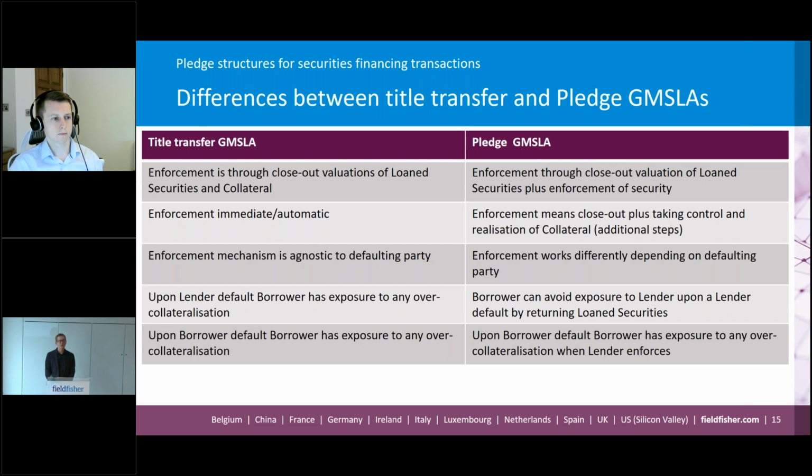However, if the borrower defaults, the way that the standard documents are drafted, you get to the same point as under the title transfer GMSLA, because it's title transfer, it's the same direction. And in the pledge, you end up with the same spot, because upon the borrower defaulting, the borrower is still exposed to the over-collateralization where the lender enforces. And so in this case, under the standard pledge, the borrower is assumed not to be able to return the loan securities, and therefore as soon as that default occurs, the lender can grab all of the assets. Now you could modify that to provide that right perhaps in anything less than an insolvency, or just put a wait period on it, but basically that's the standard offering. Next slide.